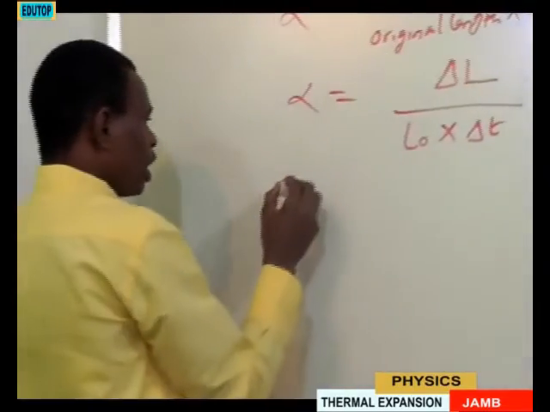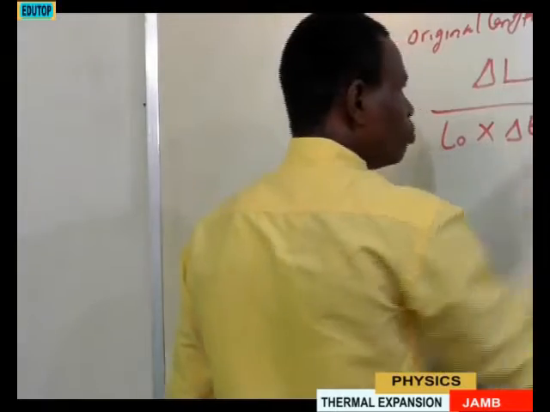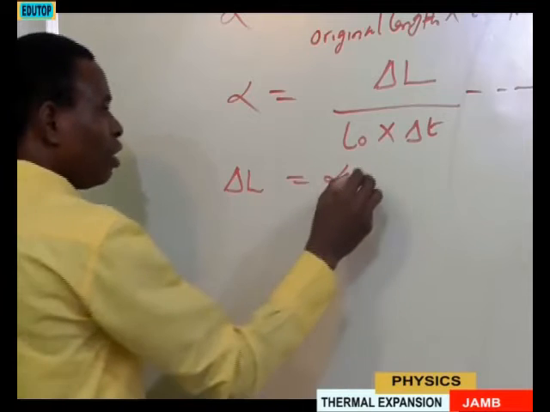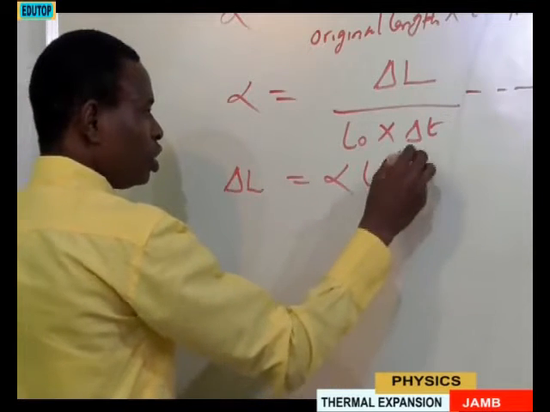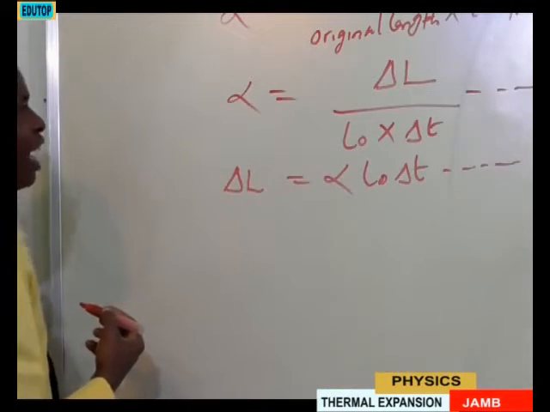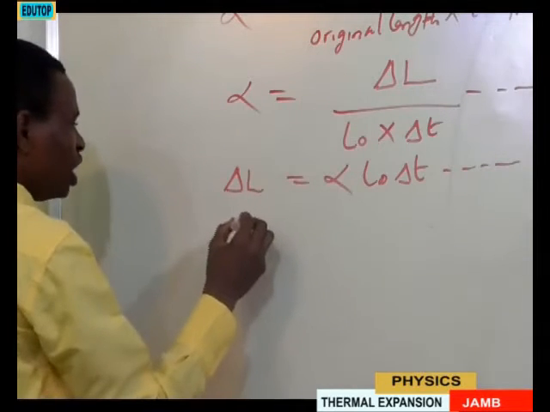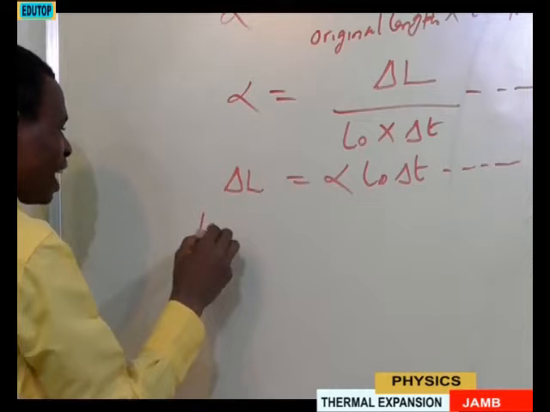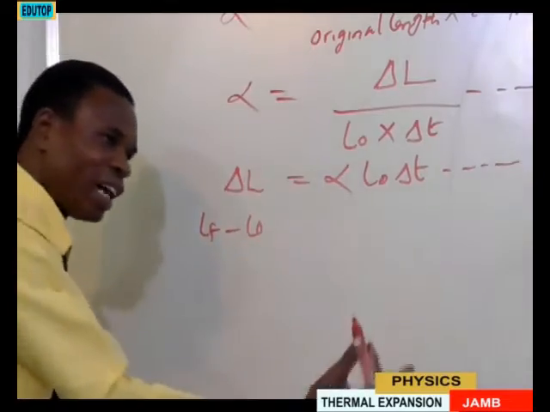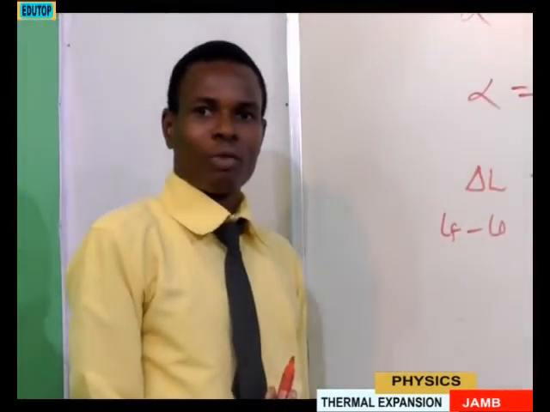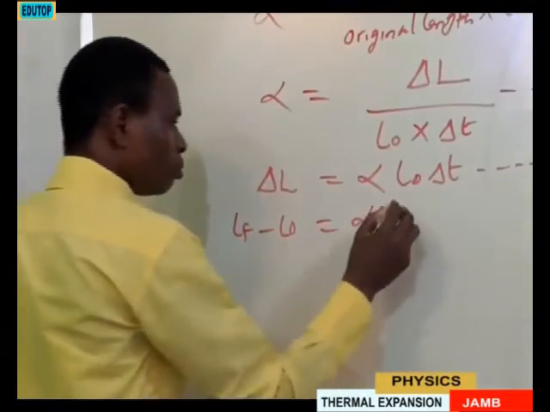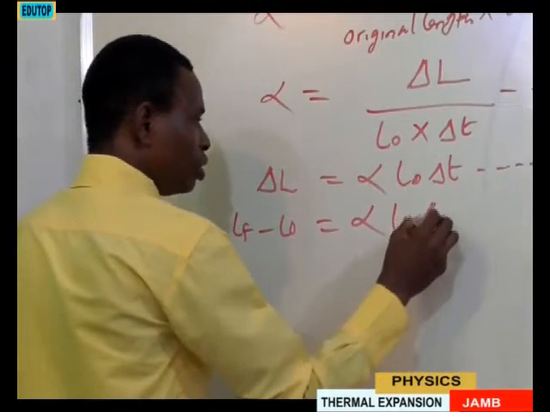Let's call this equation 1. Our change in length can be equal to linear expansivity times L naught times change in temperature. Call it equation 2. Then from there, our change in length can be equal to final length minus original length. When we say change in something, that means final minus original. Which is equal to our linear expansivity, original length, change in temperature.